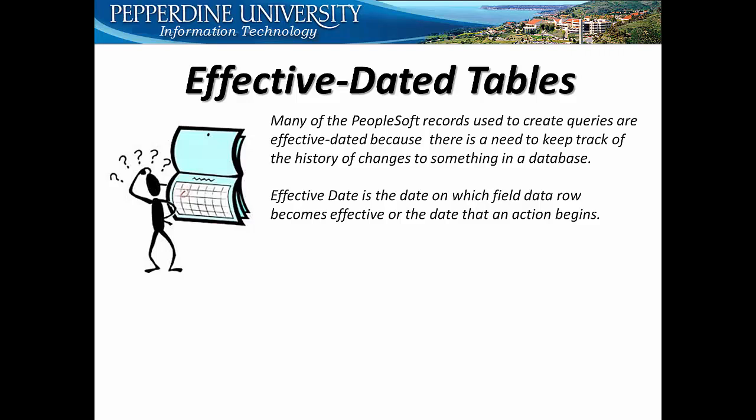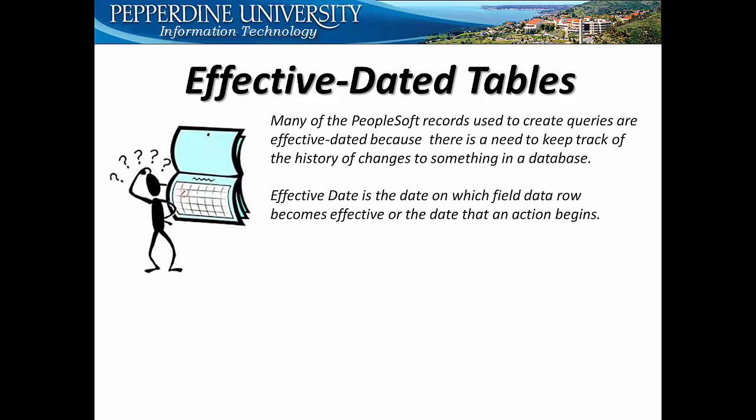Many of the PeopleSoft records used to create queries are effective dated because there is a need to keep track of the history of changes to something in a database. Effective date is the date on which a field data row becomes effective, or the date that an action begins. This means that at least one of the key fields is an effective date, which allows the database to contain current, future, and historical data.